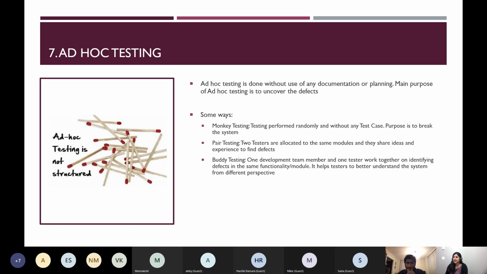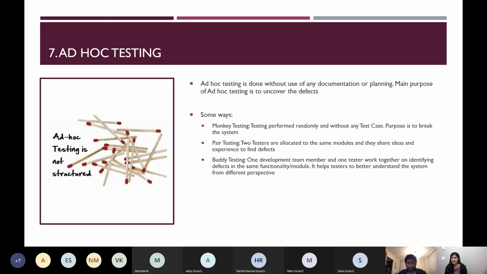Ad hoc testing. Ad hoc testing is something I haven't done much of. I'll go with the next one, which is actually my favorite, listed in the next slide. But basically, while doing research online, I noticed that a lot of project teams were referring to ad hoc testing. And the main purpose, as with any kind of test activities, is to uncover the defects.